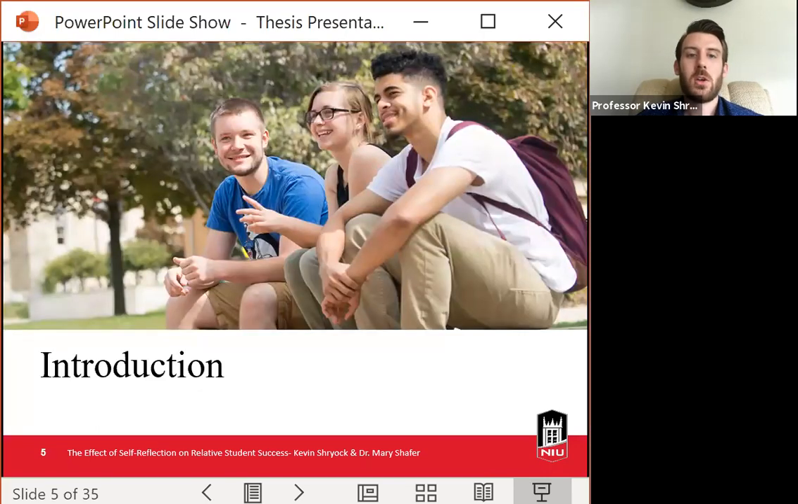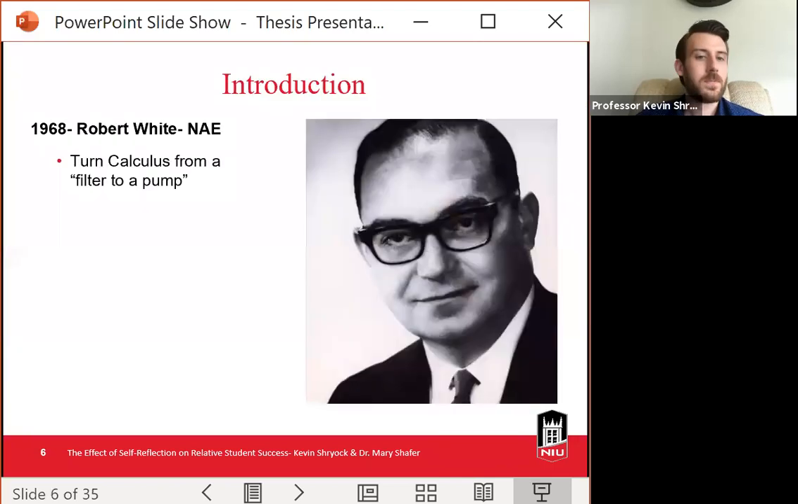So let's begin with the introduction. Robert White was the president of the National Academy of Engineering in 1968, and he stated that it was time to turn calculus from a filter to a pump. However, a study conducted in 2010 and published in 2015 by the Mathematical Association of America, or MAA, says that we seem to have made little progress towards this vision.